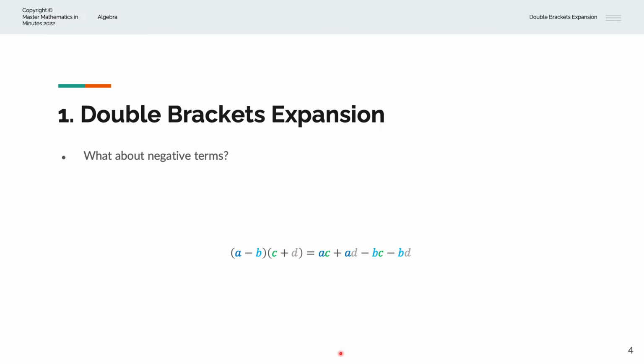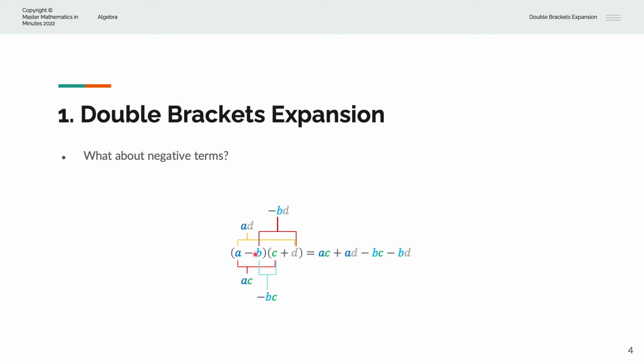Now the first step is where we multiply a and c, and that gives us the first term on the right hand side. And the second step is where we multiply a by d, and that gives us ad, which is the second term on the right hand side. And the third step is where we multiply minus b by c. So we will need to carry the minus sign across for b. And that gives us the third term on the right hand side as minus bc. And the fourth step is where we multiply minus b by d. And that gives us minus bd as the fourth and final term.